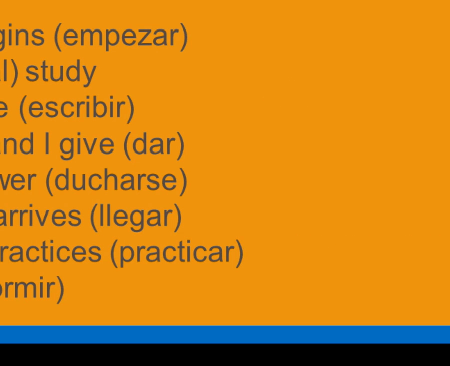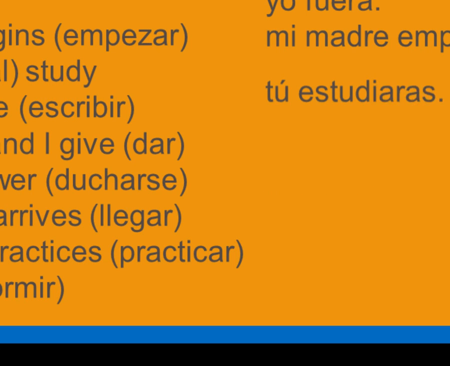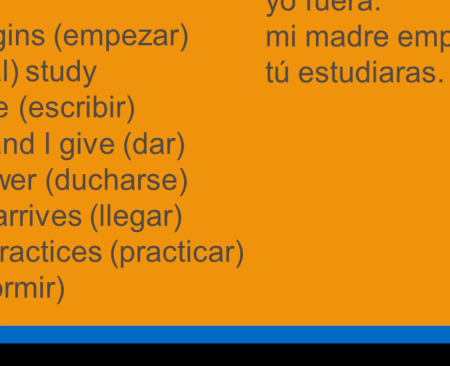Tener is an irregular preterite tense verb. Tuvieron is a third person plural. Mi padre quiso que yo fuera. Mi padre quiso que mi madre empezara. Mi padre quiso que tú estudiaras. Mi padre quiso que las chicas escribieran.